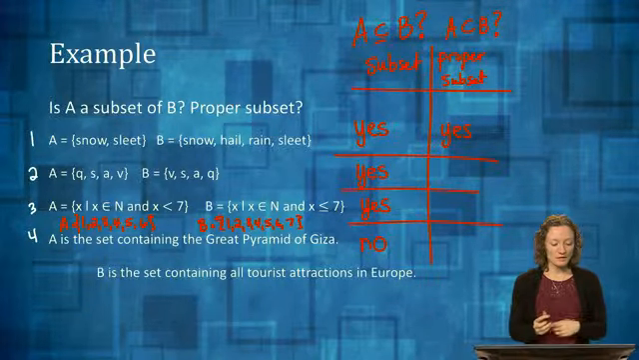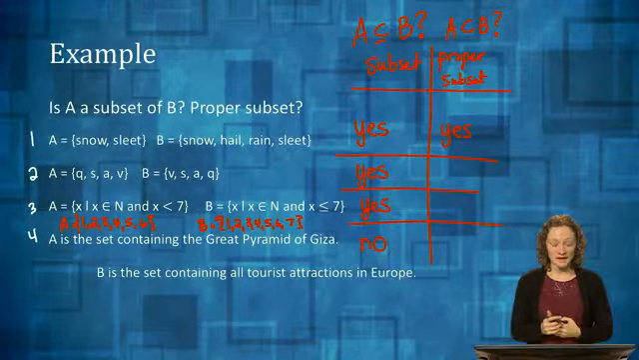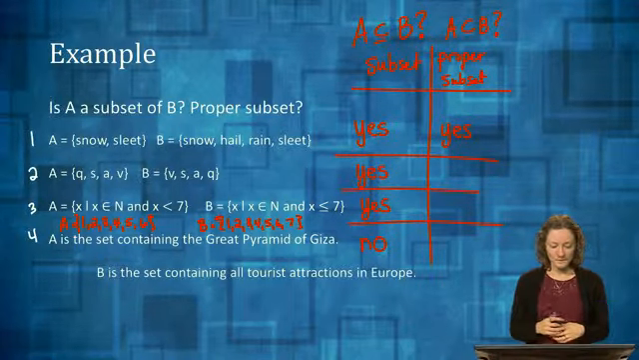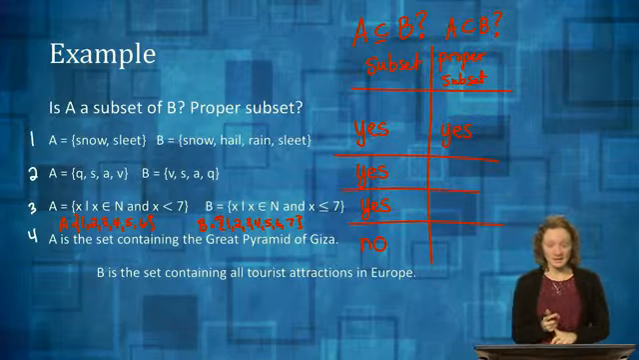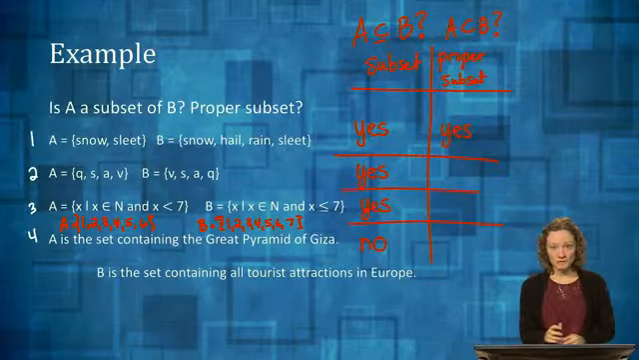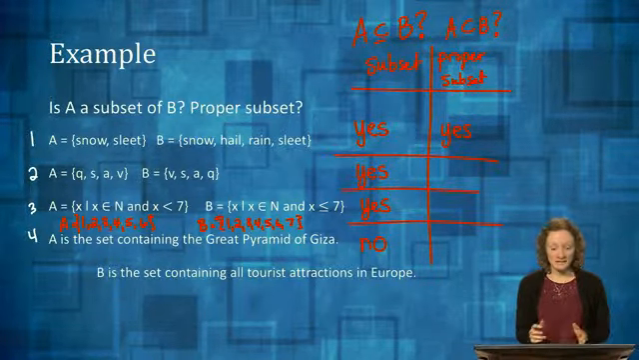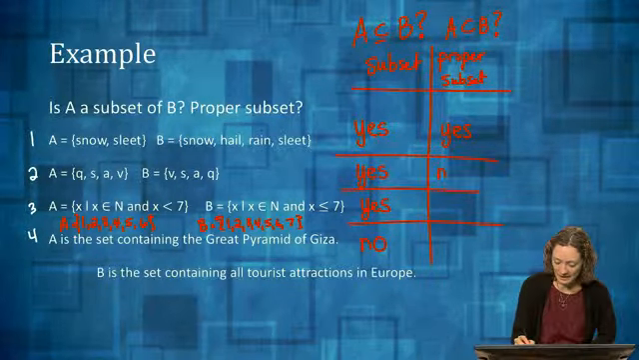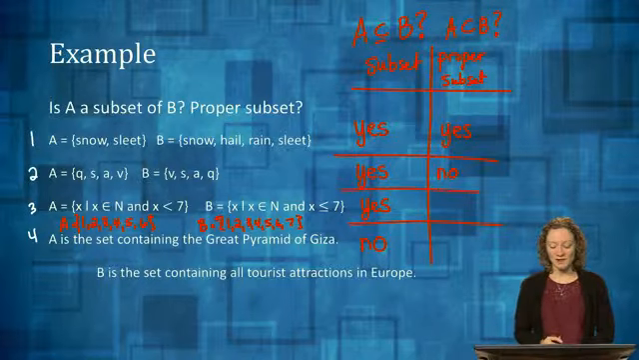Second example, we have the elements Q, S, A, and V in set A, and V, S, A, and Q in set B. So in order to be a proper subset, all elements of A have to also be elements of B, and the two cannot be equal. And in this case, the two sets are equal, which means it doesn't fit both criteria, so it's not a proper subset. I think this is the best way to see the difference between the two.